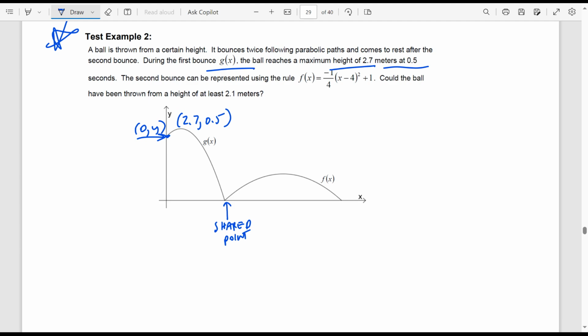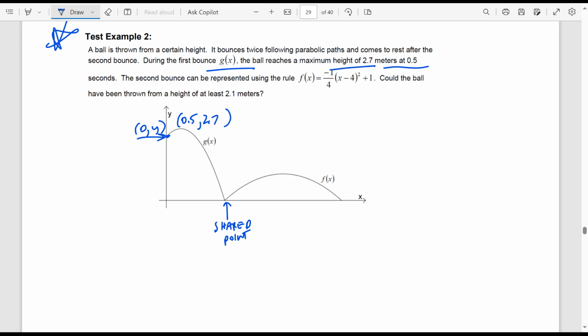Height is always going to be my y-axis, and time will always be my x-axis. X is always the independent variable. It has to be, right? Because time cannot stop. It is the one that nothing can impact. We cannot stop time. So that makes this guy 0.5 and 2.7.